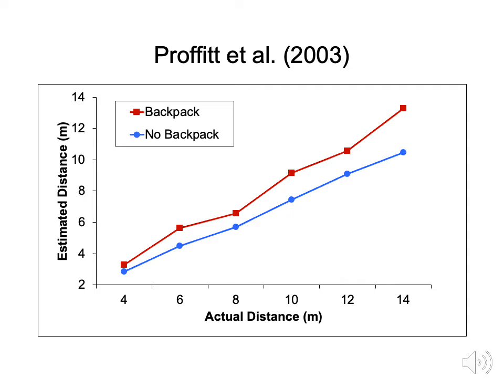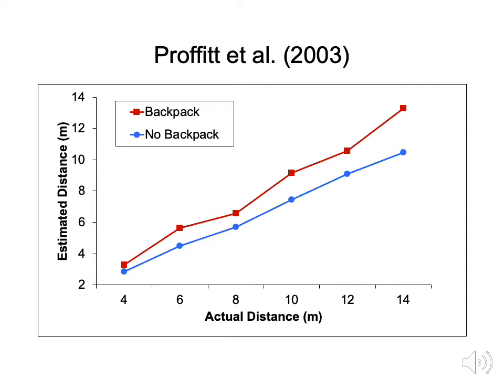Here are the results from that experiment. On the x-axis, we have the actual distance from the target. And on the y-axis, we have the estimated distance that people gave. The red line represents the people wearing the backpack, and the blue line represents the people that were not wearing the backpack. So as you can see, people in both groups underestimated the actual distance to the target, consistent with previous distance compression reports, but they did so to different degrees.